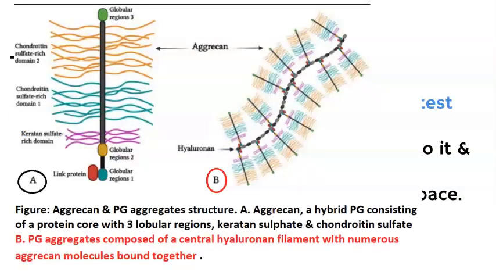Again, this figure shows the aggrecan and proteoglycan aggregate structure. A: aggrecan, a hybrid proteoglycan consisting of a core protein with three lobular regions, the keratan sulfate and chondroitin sulfate. B: proteoglycan aggregates composed of a central hyaluronan filament with numerous aggrecan molecules bound together.